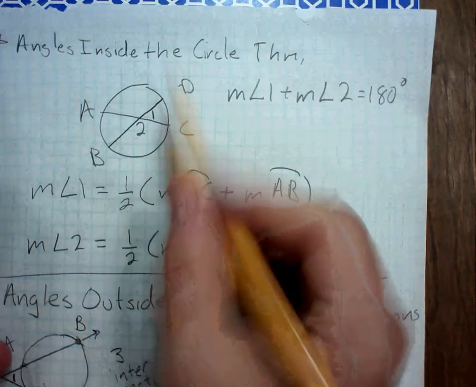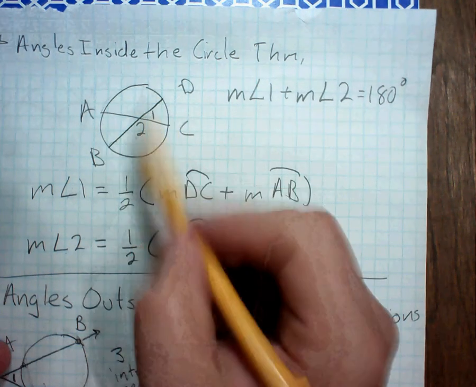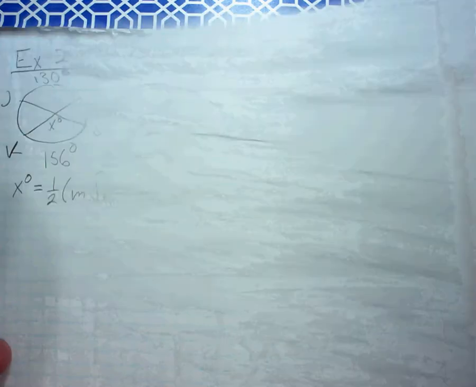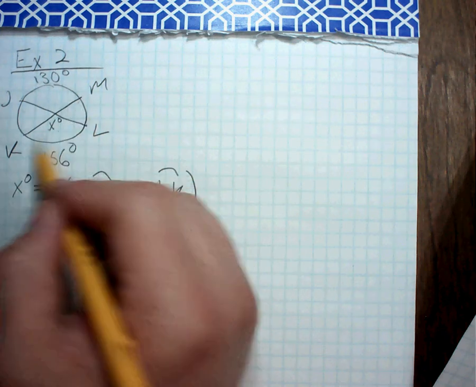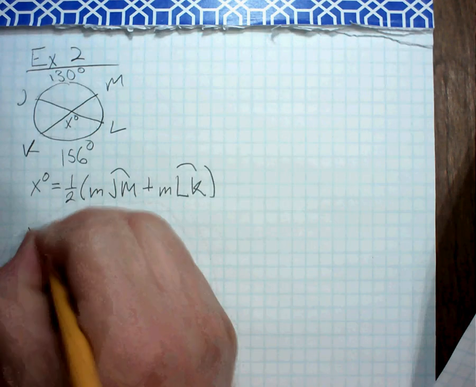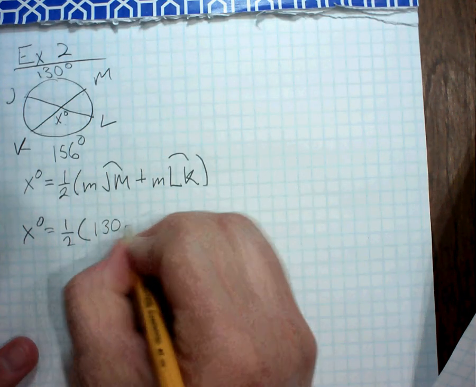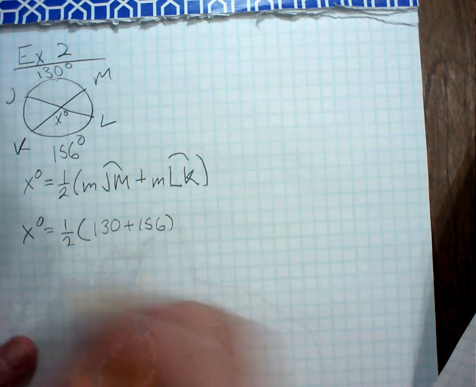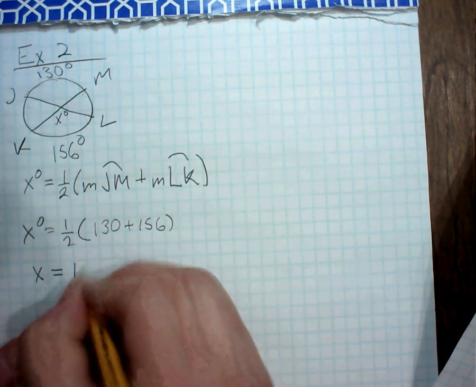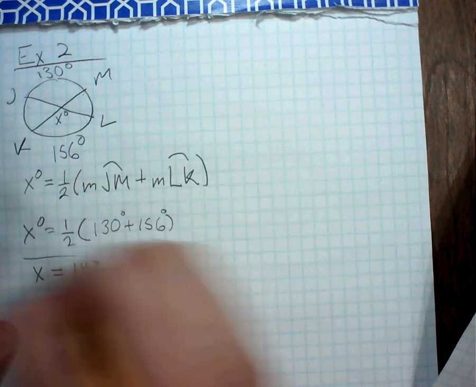In this scenario, I see that this angle here is equal to the average of this arc plus this arc. So then I just apply that to this. This angle here is the average, 1/2 times this plus this. So let's plug that in. X is equal to 1/2, and then we've got 130 plus 156. And if you plug that in the calculator all in one swoop, X is equal to 143. Okay? And that's it for that part of example number 2.